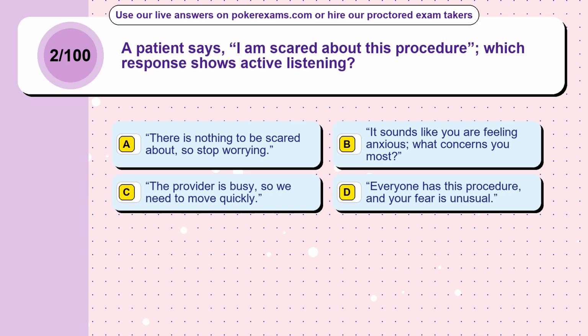Question 2. A patient says, "I am scared about this procedure." Which response shows active listening? Option A. There is nothing to be scared about, so stop worrying. Option B. It sounds like you are feeling anxious. What concerns you most? Option C. The provider is busy, so we need to move quickly. Option D. Everyone has this procedure, and your fear is unusual.